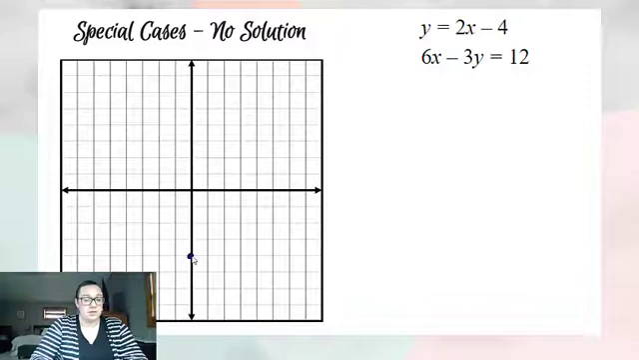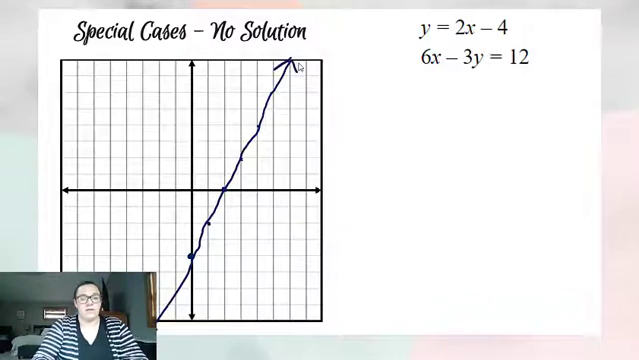I've got my y-intercept at -4, and then I rise 2, run 1, rise 2, run 1, and so on. So here's my line as best I can make it. Okay, that's what I've got.